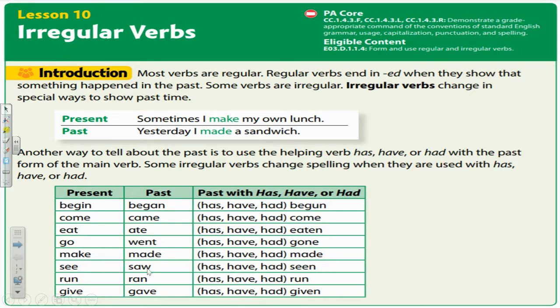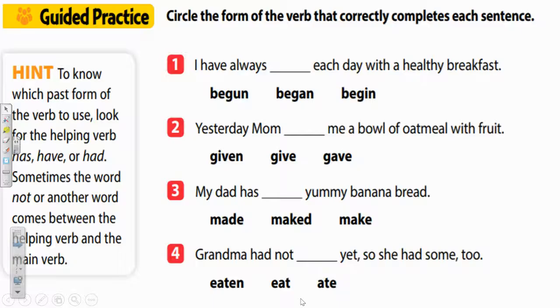See becomes saw in the past, but has, have, or had seen. Run becomes ran in the past, but when you use has, have, or had, you use run. And finally, give in the present becomes gave in the past, but using has, have, or had, you write have given. Now, let's take a look at the guided practice and complete that part together.